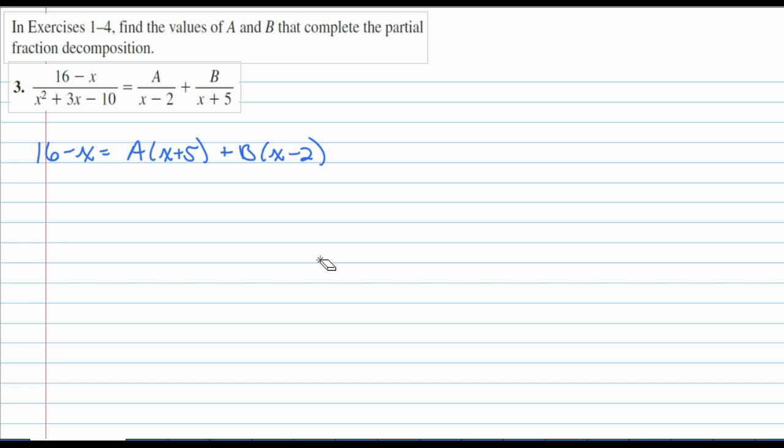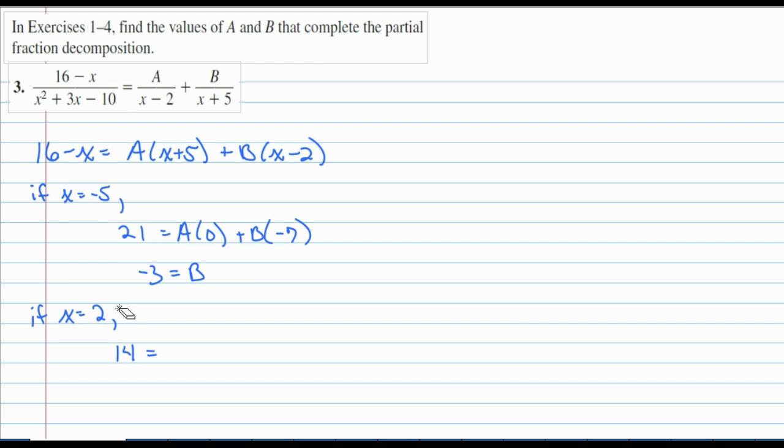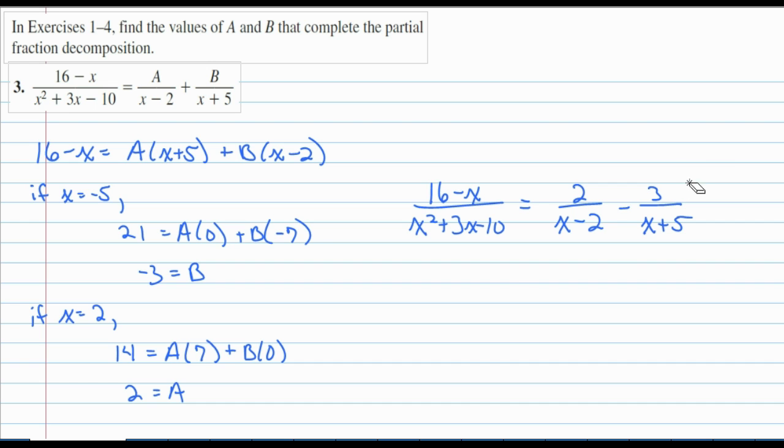Now we're going to pick values for x to help solve for a and b. If x equals negative 5 first, then the left side would be 21 equals a times 0 plus b times negative 7. So b is negative 3. Then what if x equals 2? That means 14 on the left side equals a times 7 plus b times 0, which means a equals 2. So now I've got my constant for a and my constant for b. If I plug all that back in, I get that 16 minus x over x squared plus 3x minus 10 does equal 2 over x minus 2 minus 3 over x plus 5.